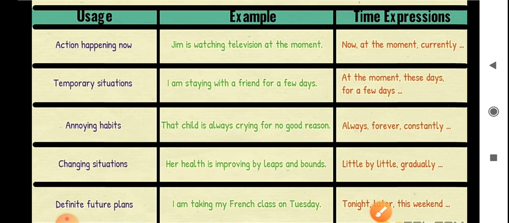Now, here are some words of time expression. These words are always used in progressive tense. First one, now, at the moment, currently, these days, for a few days, always, forever, constantly, little by little, gradually, tonight, later, this weekend. All these time expression words are used in progressive tense.